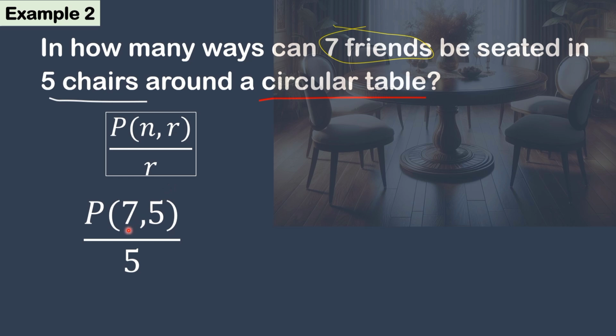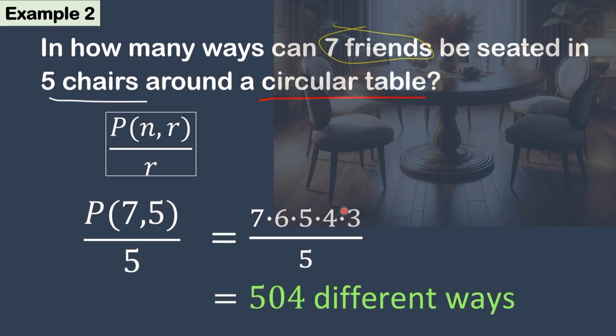So that is the permutation of 7 objects taken 5 at a time, or we can also say the permutation of 7 friends taken 5 at a time divided by 5, and that is 7 times 6 times 5 times 4 times 3 divided by 5, which is equal to 504 different ways for the 7 friends to be seated in 5 chairs around a circular table.